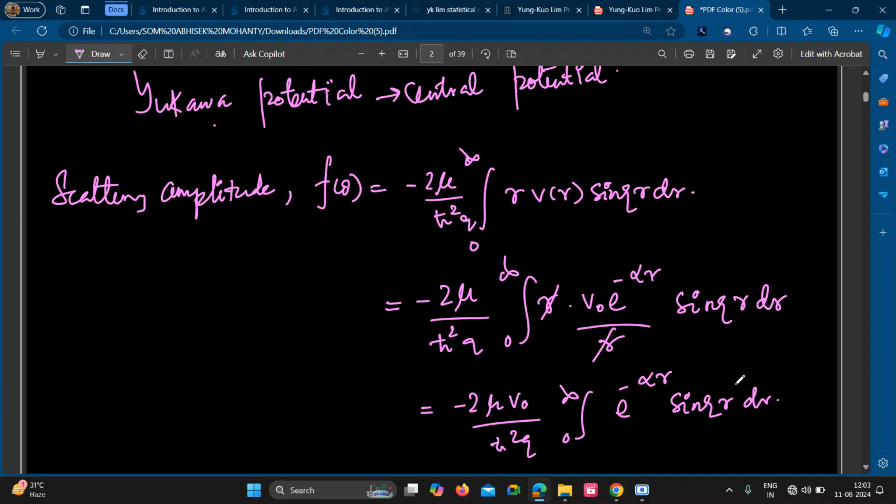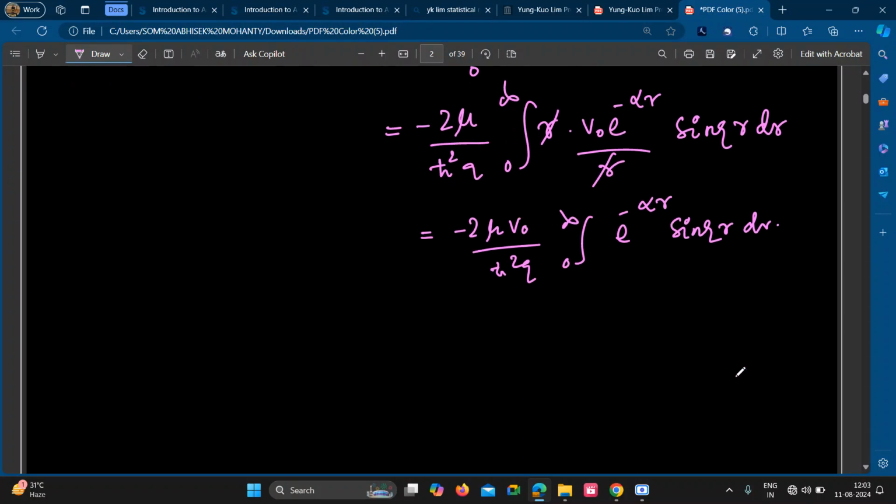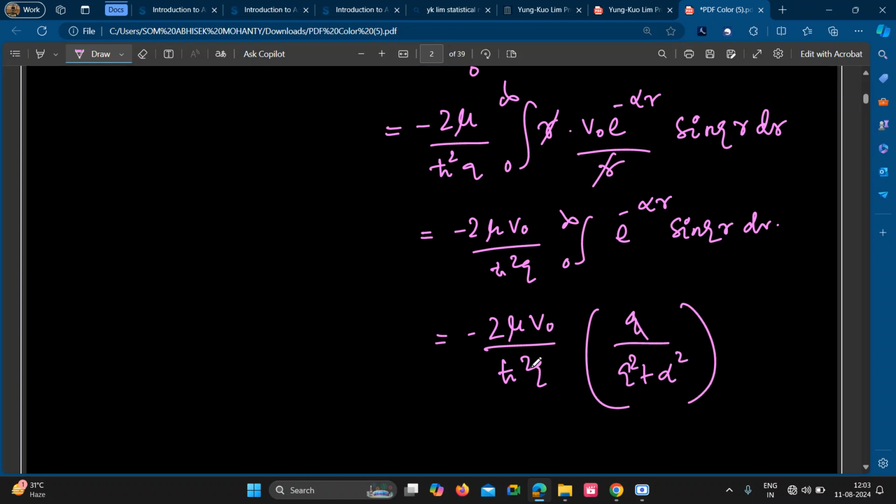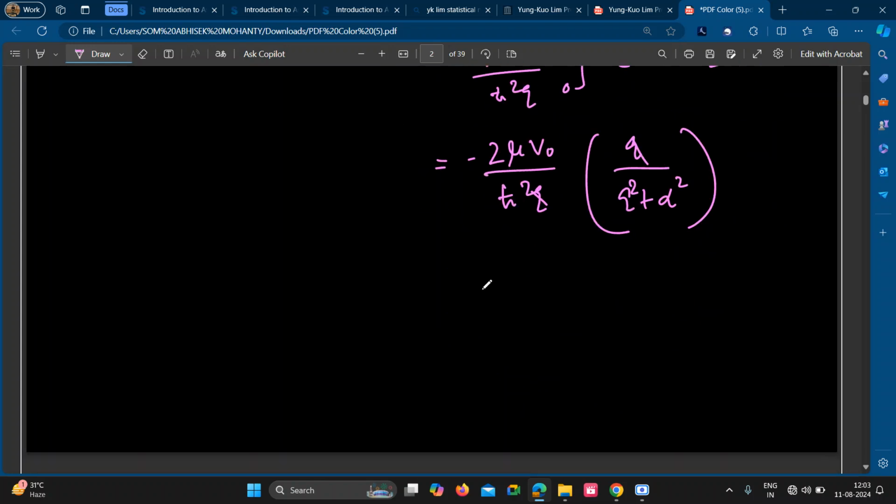Okay, we have done this kind of question. We have done exactly this question, I think. Maybe I have repeated it. And this integration is what? You have to remember, this is q by q square plus alpha square. Directly remember this. So q got cancelled. So what is the final expression? Minus 2 mu V naught by h cut square, q square plus alpha square.